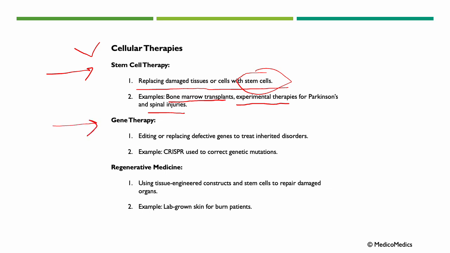Gene therapy, where editing or replacing defective genes occurs to treat inherited disorders. Examples include the CRISPR technique, used to correct genetic mutations. Another is regenerative medicine, where we're using tissue-engineered constructs and stem cells to repair damaged organs. Example, lab-grown skin for burn patients.